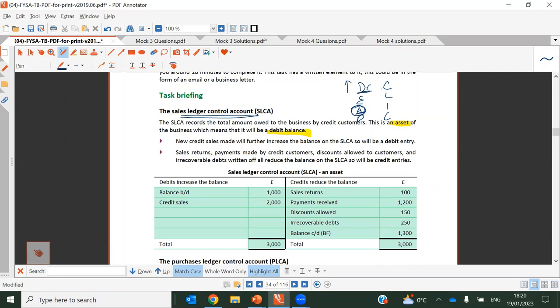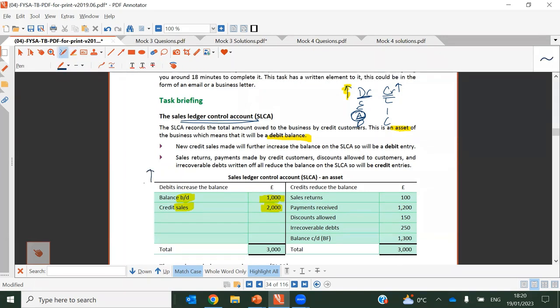If we were looking at a CLIC side account, we would be increasing these CLIC items with a credit. So because the sales ledger control account is a debit side item, we will increase with debits and decrease with credits. Now, when we look at the example here, you can see that happening. As we said, we would expect the opening balance to be there on the debit side. We've made more sales. We are owed more money. That is an asset for us. And therefore, we will increase the balance over here on the debit side.